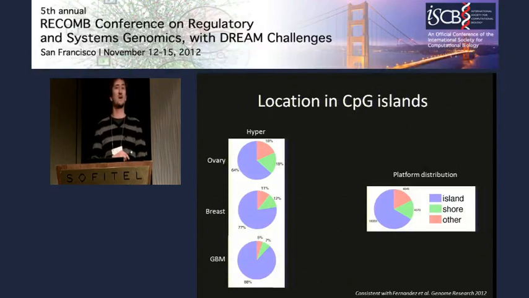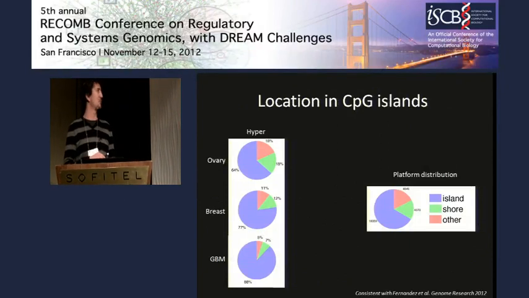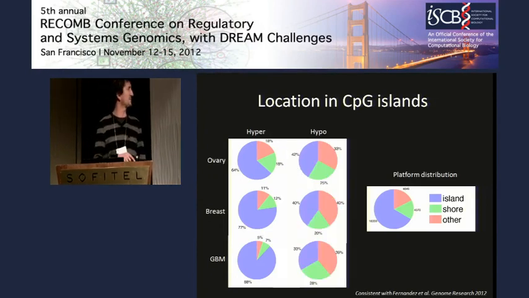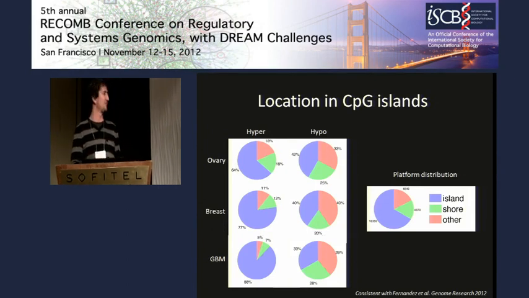So we looked at where these hypermethylated and hypomethylated genes were for these 3 cancers, and for the hypermethylated genes, we found that they were enriched in the island, so they were always proportional to the islands. Whereas for the hypomethylated genes, they were enriched outside of CpG islands. So in all these 3 cancers, we found a higher proportion of hypomethylated genes outside of CpG islands compared to the platform distribution. And this is consistent with other reports.